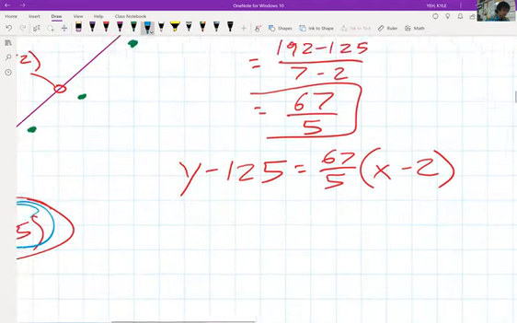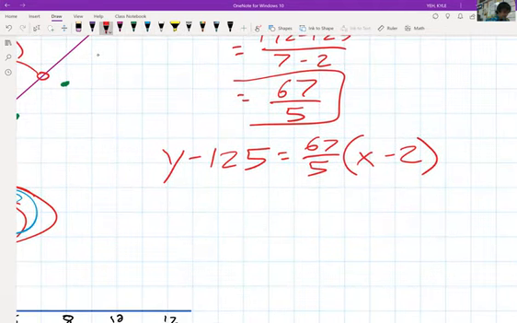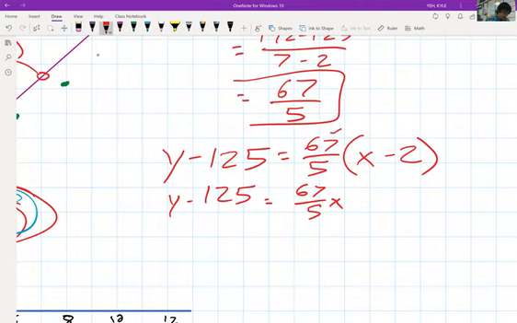Let's put this in slope-intercept form. So that means y minus 125 equals 67/5 x minus 134/5. And you might need to use a calculator for that. And so I've got my calculator out right now.